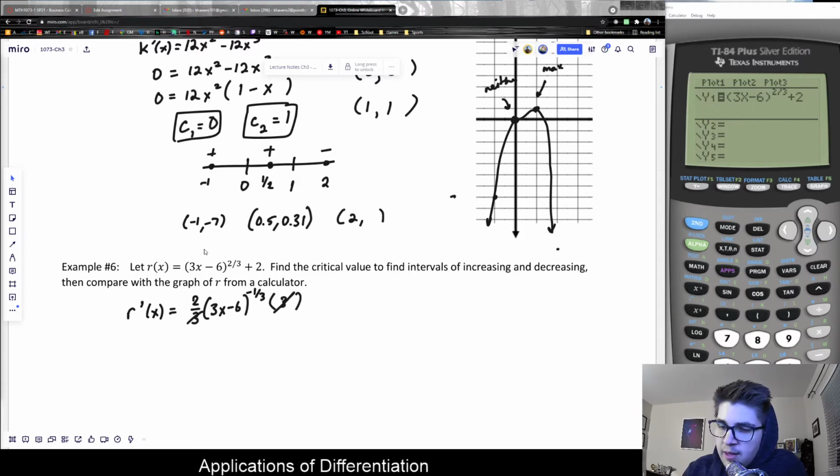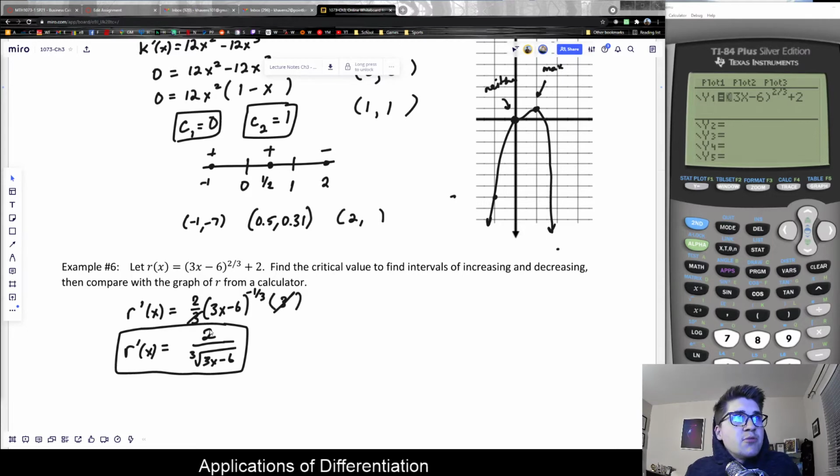And this will leave me with 2 times 3x minus 6 to the negative 1/3. I'll go ahead and clean this up, because a negative power I could always flip back under, since a negative power means division. This would be 2 divided by the cube root of 3x minus 6, because the 1/3 power is the same as the cube root, and negative means divide instead of multiply. And this is probably the cleanest way of writing the first derivative of the function.